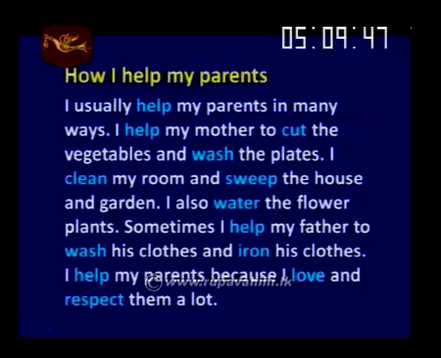So the concluding sentence, I help my parents because I love and respect them a lot. So you are expected to write 40 to 50 words. So stick to that number of words.